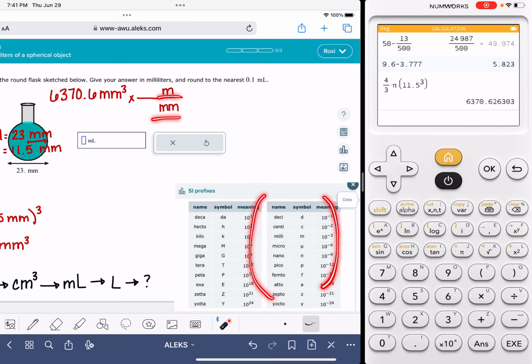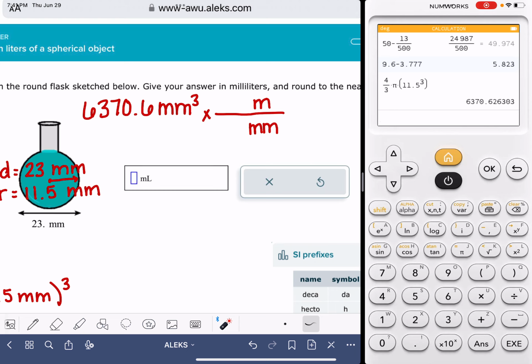Convert using ALEKS's table of prefixes. Look for whatever unit you have. We have milli. Milli is 10 to the minus 3. That means 1 millimeter is 10 to the minus 3 meters. This conversion is going to convert one of the millimeter units into a meter unit.